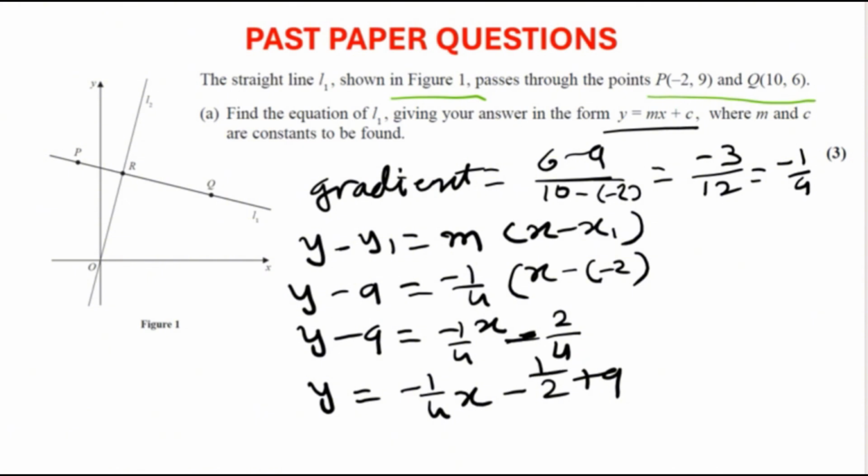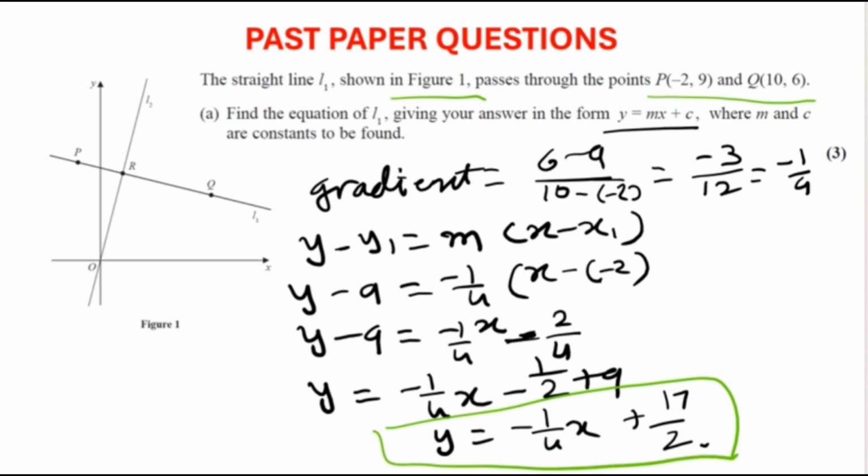It's a half actually. Now y is equal to minus 1 over 4x minus half plus 9. If you put it in a calculator, you will get 17 over 2. So this is the equation of the line that we are getting.